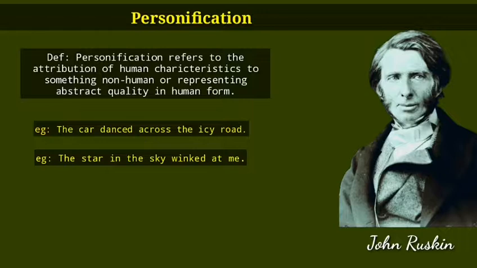So the conclusion is that when human emotions and feelings are given to non-human objects, it is called pathetic fallacy. And when the characteristics or qualities of a human being are given to non-human objects, it is called personification.